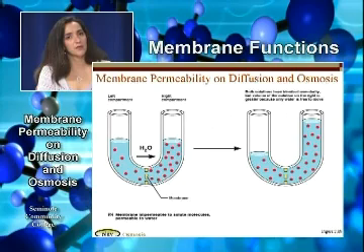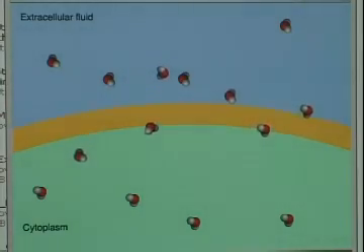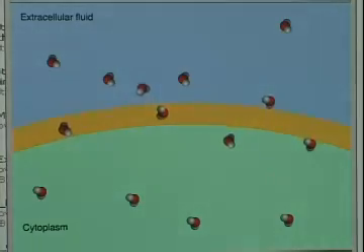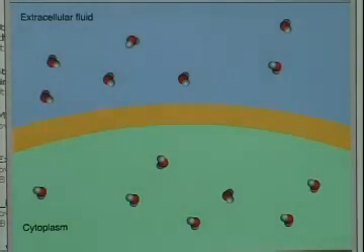Let's once again see another video describing this process. The plasma membrane is permeable to water molecules, and the movement of water into and out of cells is critical to life. Diffusion of water molecules across a selectively permeable membrane is a special kind of passive transport called osmosis.